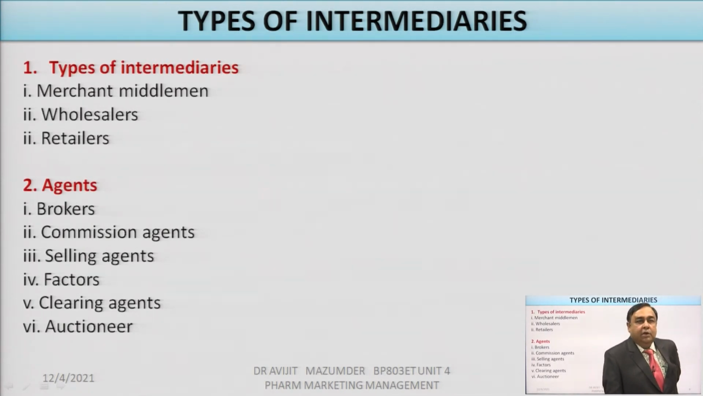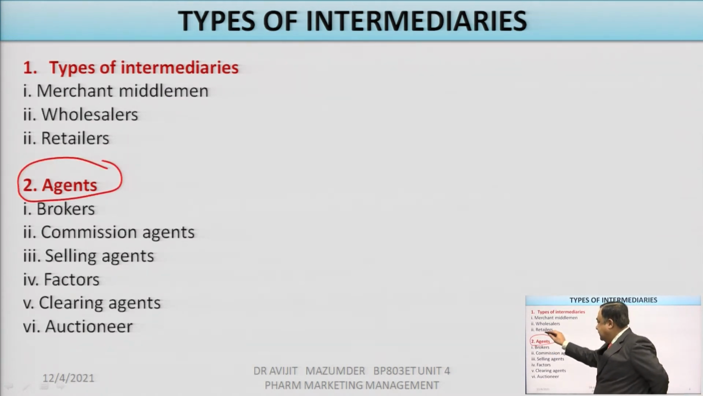Now, we are coming to the types of intermediaries. The types of intermediaries may be a merchant middleman, wholesalers, or retailers. On the other hand, there is another terminology which all of you will be coming across, what we are calling as agents.